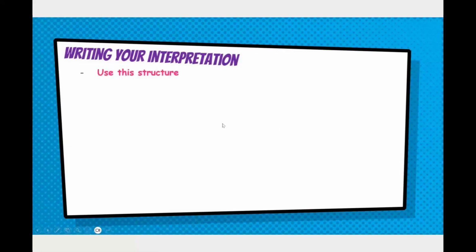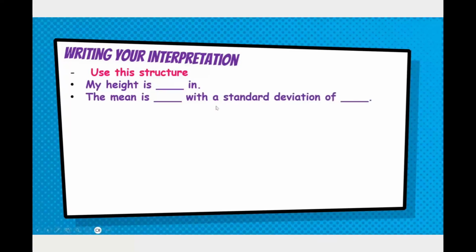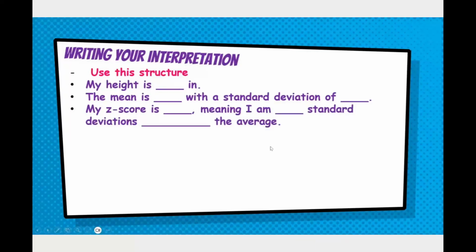Last thing is, on your project, you're going to write an interpretation of your z-score. You're going to use this structure. You're going to say my height is, or my speed is, or whatever it is, with your unit of measurement. The mean is blank with a standard deviation of blank. So you're just restating it. And then you're going to say what your z-score is, meaning I am how many standard deviations above or below the average.